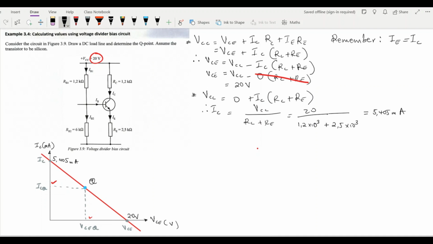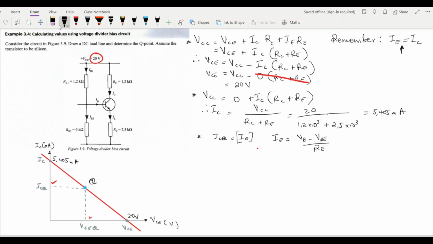Perfect. So what is it that we want here at this point? We need to find the value of ICQ. The value of ICQ at this point should also be equal to the value of IE. But I can't use this one based on this equation. I need to calculate the new value of IE. And the new value of IE is calculated by VB minus VBE divided by RE.